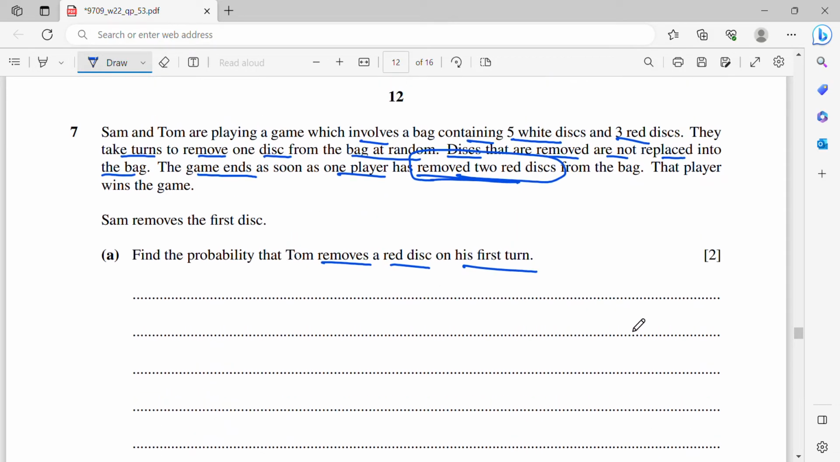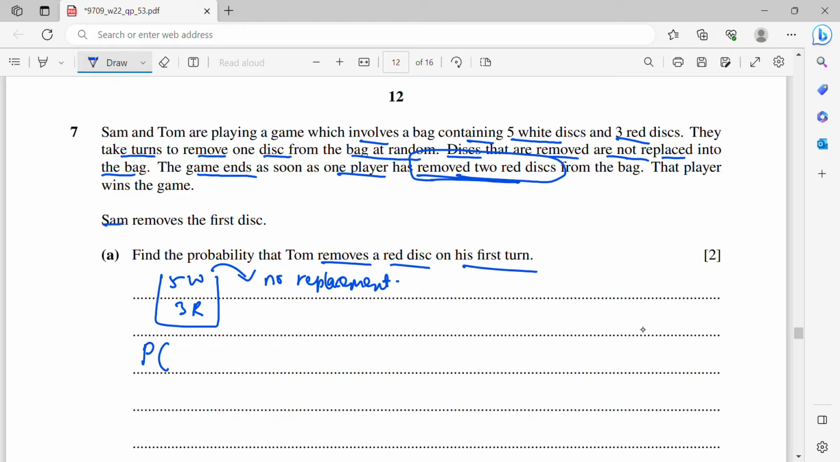Alright. Now basically, there are 5 white, 3 red. They take turns to remove 1 disc, and this is without replacement. No replacement. That means the total discs will be decreasing after each draw. So now A: Tom removes a red disc on his first turn.